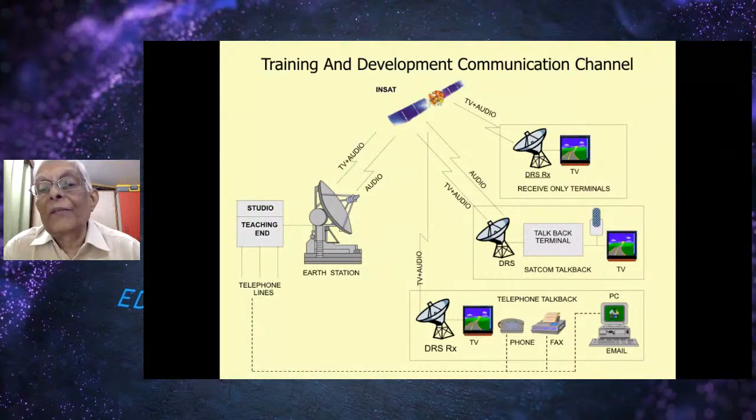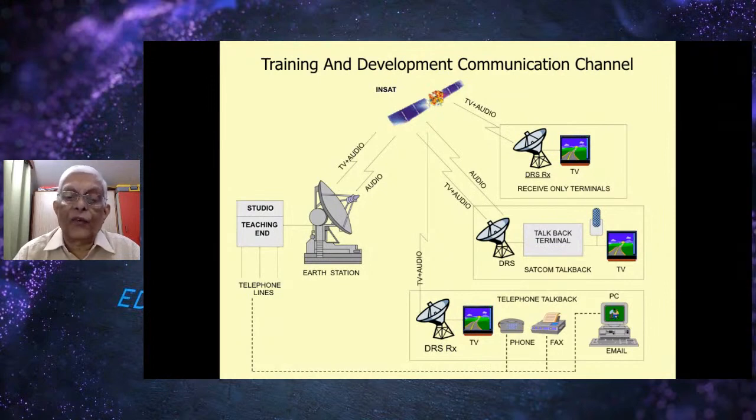One is again using the same what we call the direct reception system receivers attached to a TV, and these can only receive, you cannot talk back. Then you have another set of terminals which are also including the talkback part. So actually these antennas are two-way antennas. So you have one-way TV plus audio, and the other is audio only, the return audio. Then you can have a more complex system where you have the talkback going through the email or through a fax machine or even a standard telephone voice.